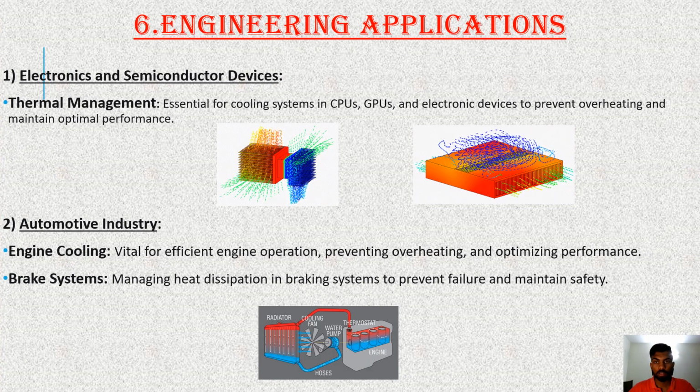These are some of the engineering applications of conduction of heat. In electronics and semiconductor devices, conduction of heat helps in thermal management, essential for cooling systems in CPUs, GPUs and electronic devices to prevent overheating and maintain optimal performance. In the automotive industry, it is used for engine cooling and braking systems. Engine cooling is vital for efficient engine operation, preventing overheating and optimizing performance. In braking systems, it helps manage heat dissipation to prevent failure and maintain safety.